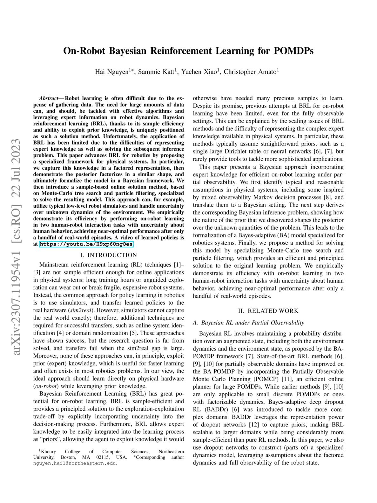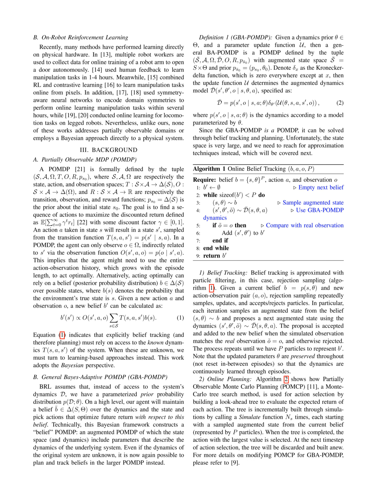While earlier methods are only applicable to small discrete POMDPs or ones with factorizable dynamics, Bayes-adaptive deep dropout RL was introduced to tackle more complex domains. BetaRL leverages the representation power of dropout networks to capture priors, making BRL scalable to larger domains while being considerably more sample efficient than pure RL methods. In this paper, we also use dropout networks to construct parts of a specialized dynamics model, leveraging assumptions about the factored dynamics and full observability of the robot state. On-robot reinforcement learning.